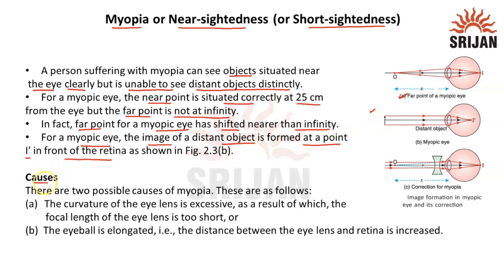The main causes of myopia are primarily two. Number one is that the curvature of the eye lens is excessive, as a result of which the focal length of the eye lens is too short. Or the eyeball is elongated, so the distance between the eye lens and retina is increased. You can clearly see that the lens seems to be a bit thicker in this particular condition.